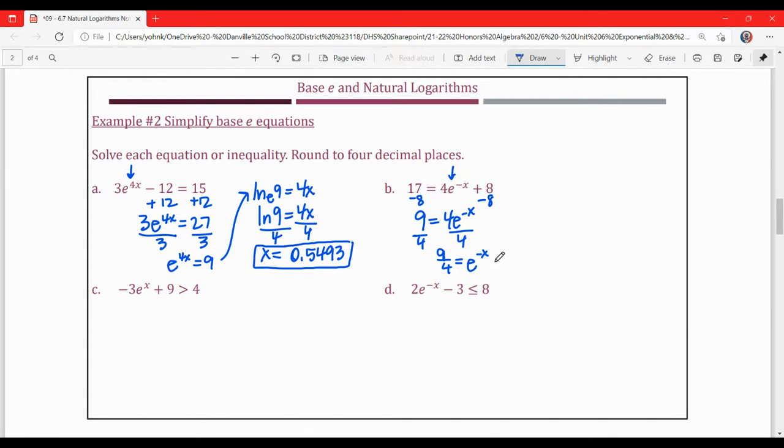I can change this to logarithmic by saying ln e of 9/4 equals negative x. The ln e, I don't need that either, so I can say ln 9/4 equals negative x. I can get the x alone by dividing by negative 1. If I type ln 9/4 divided by negative 1 into my calculator, I get negative 0.8109.